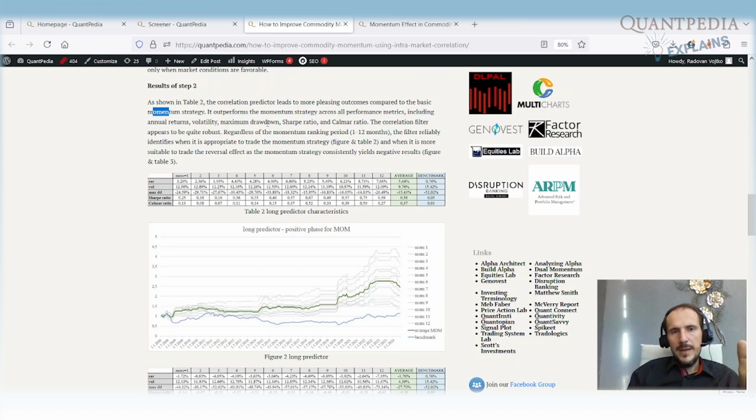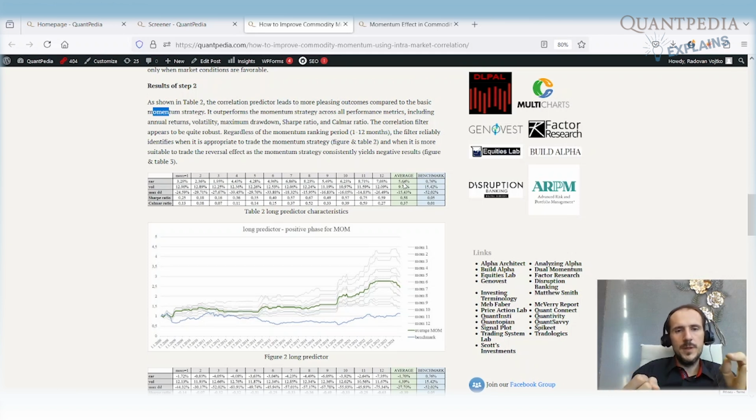If we take the momentum strategy only when the short-term correlation is higher than the long-term correlation, the correlation filter helps us to select the periods when the momentum strategy works the best, and the average performance of the momentum strategy significantly improves. So from 1.7% to 5.6%. So it means that we improve the strategy by 4%.